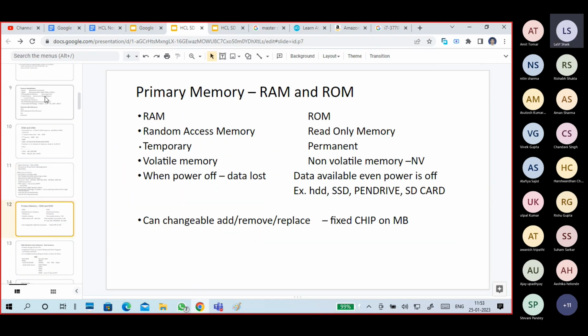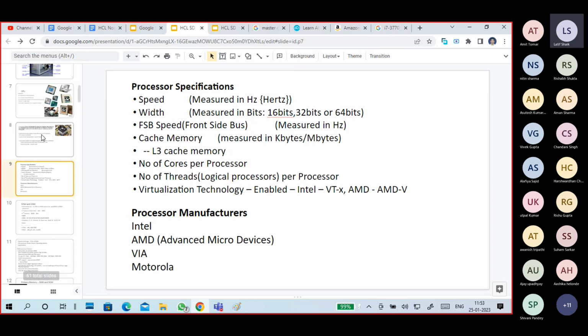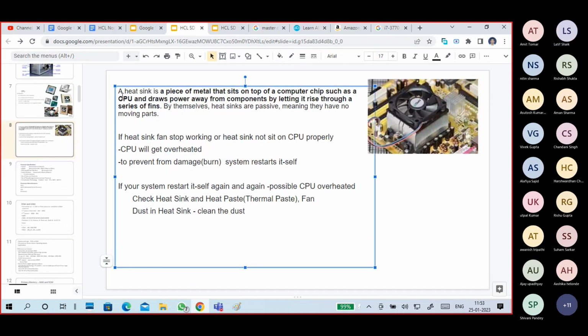I told a big story. The last story I will tell, guys. This is the last story about a processor.